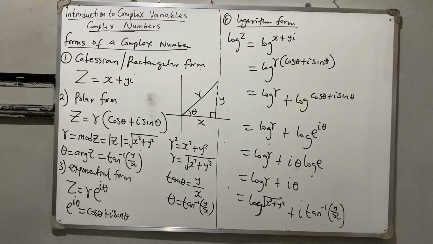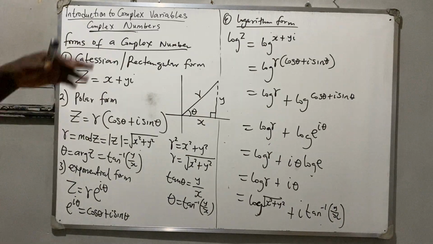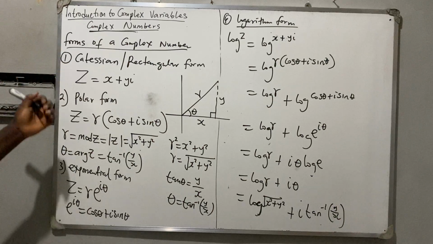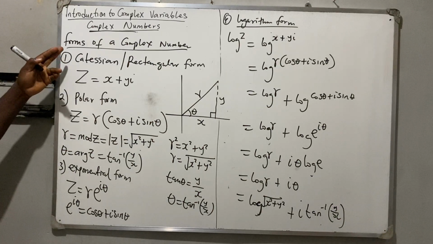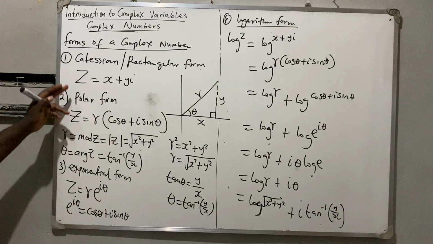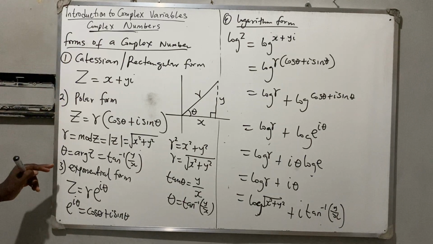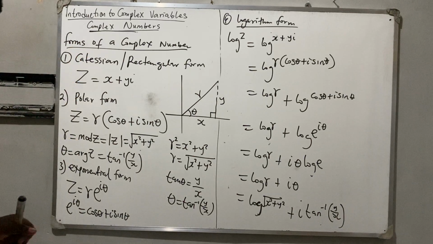Okay, so that is that. But that is not the main thing. This one can be derived, normal derivation. So the main thing is just to know the Cartesian form and the polar form. With the Cartesian and polar, you can get the exponential and the logarithm form.